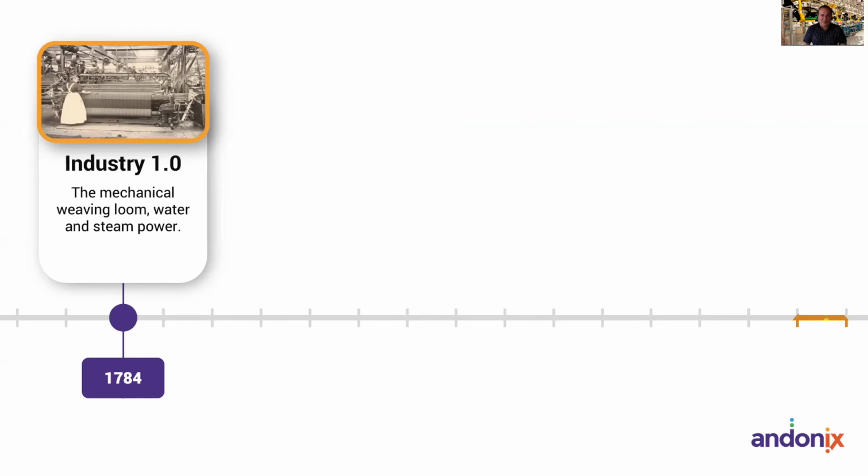What is Industry 4.0 in 5 minutes or less? To understand Industry 4.0, we need to go back to what is Industry 1.0. And that was defined by the invention of the first machine back in 1784. And that machine was powered by water and steam.